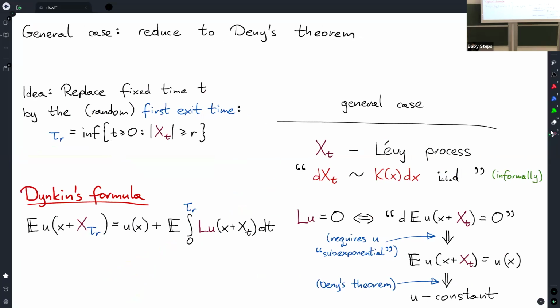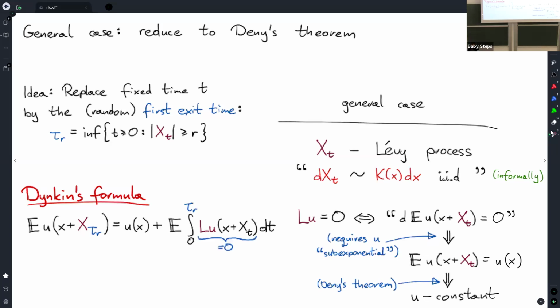And with that random time, it turns out that you get rid of integrability problems. The distribution of that random variable here, X evaluated at the first exit time, is not worse at infinity than the distribution k. It's kind of comparable with k. So as long as u is integrable with respect to k at infinity, this is also well defined. So you don't need any assumption on u or on the kernel k in order to get this formula.